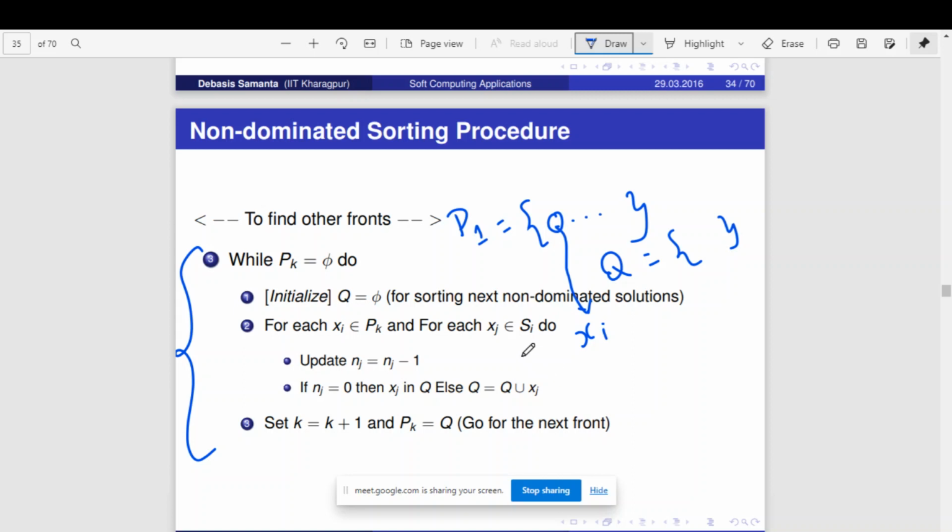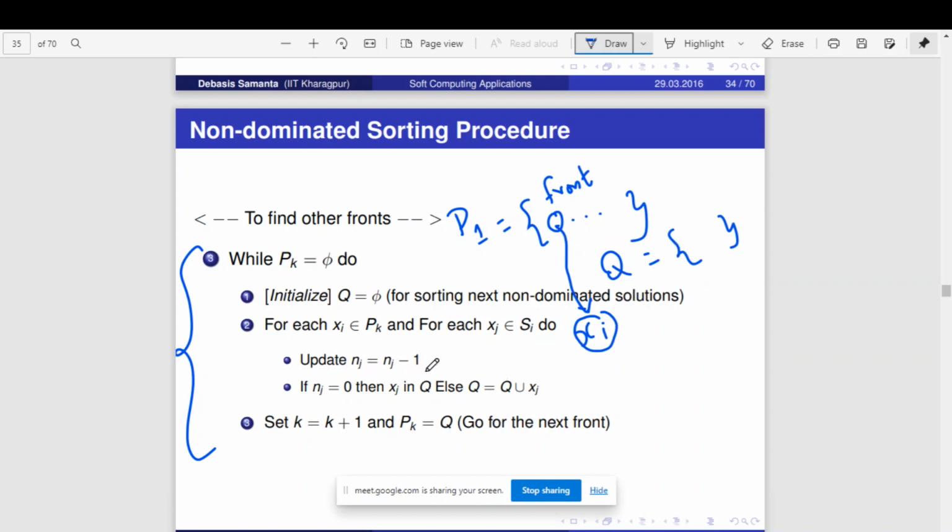Please try to understand what this is exactly doing. P1 initially contains all the individuals in front one. Initially Q is empty. For each xi belonging to P1, you take one individual from P1, the first individual, and for each xj belonging to Si, we are going to do this.